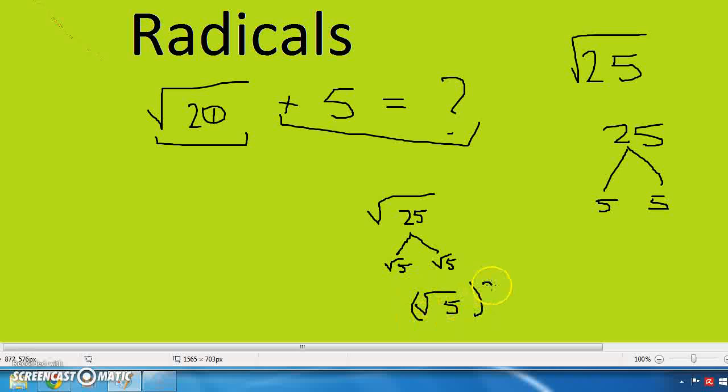Well, don't forget, this undoes an exponent too. So the exponent 2 must undo this, so the answer is simply 5. And you can see 5 is obviously the square root of 25, so we just proved that that works for this. So now we're going to take a look at doing it for a number like 20, which isn't a perfect square. So I'll erase this, and we'll set it up, and I'll show you how to do that.